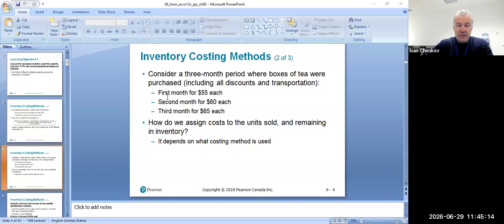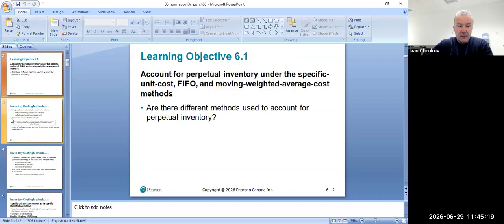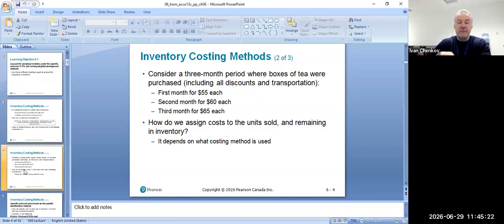Now, inventory cost method. Based on the inventory cost method, we may have different calculations. Let's consider a 3 month period where boxes of tea were purchased, including all the discounts and the transportation. The first month we purchased for 55 each. Second month we purchased for 60 each. And the third month for 65. As you can see, the cost goes up.